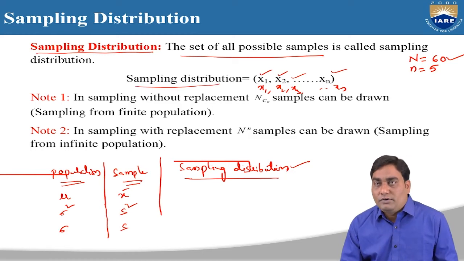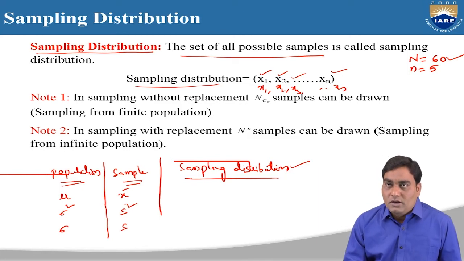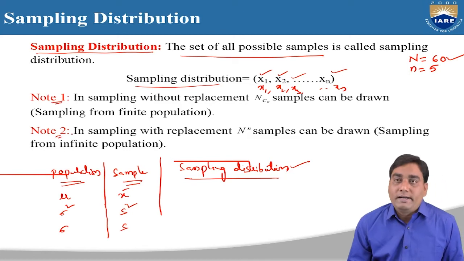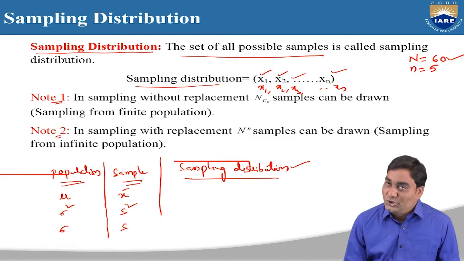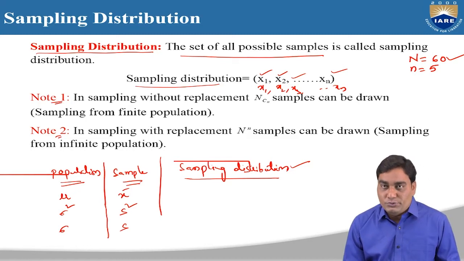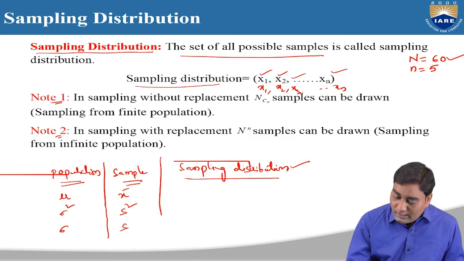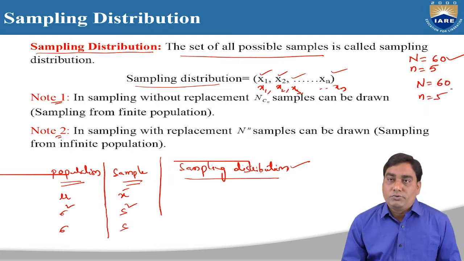So, the set of all possible samples from the population is called the sampling distribution. Now, one important note: note 1 and note 2 regarding how many samples we can choose. Here we have 2 ways to choose the samples. Suppose the total strength is 60, and I want to choose 5 students.